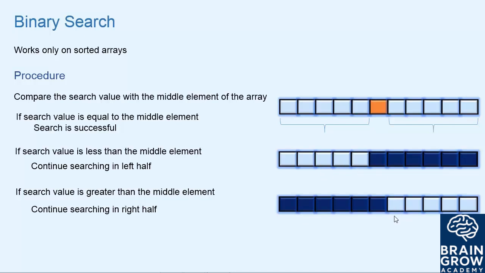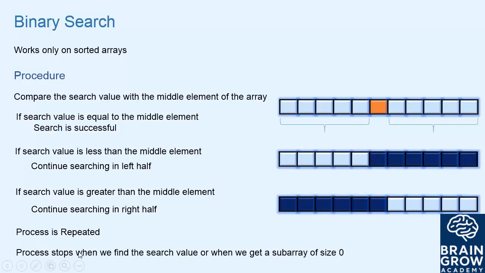Similarly, if we have to continue the search in the right half, then we'll find the middle element of this subarray and compare it with the search value, and if they are not equal, we'll again divide this subarray into two halves and the search will be performed in one of those halves. Now this process is repeated, and in each step we split a subarray into two halves and we eliminate one half from the possible search space.